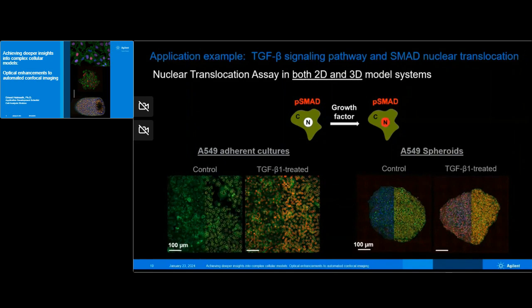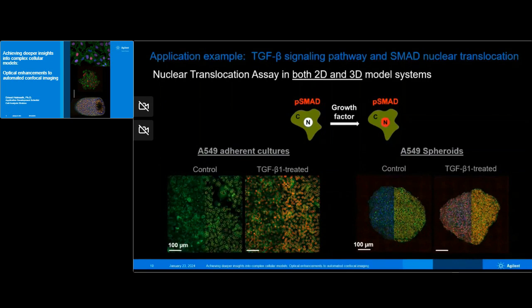And same idea is we can treat those spheroids with TGF-beta, fix, immunostain, and quantify the amount of phosphorylated SMAD that is translocated to the nucleus here as well.